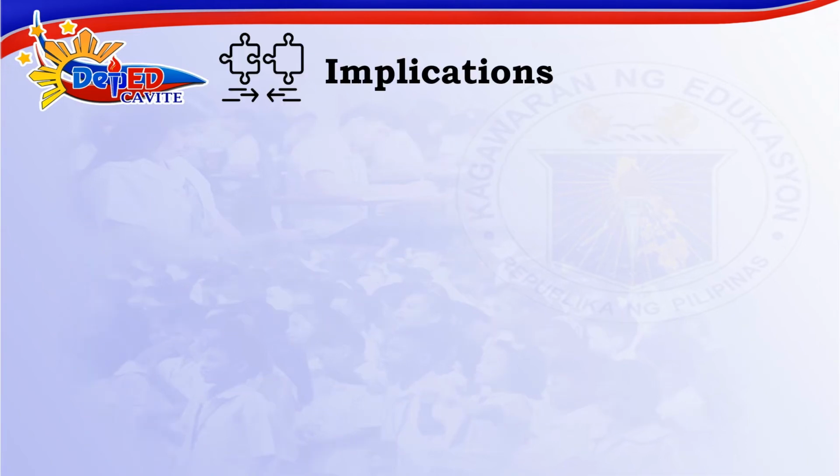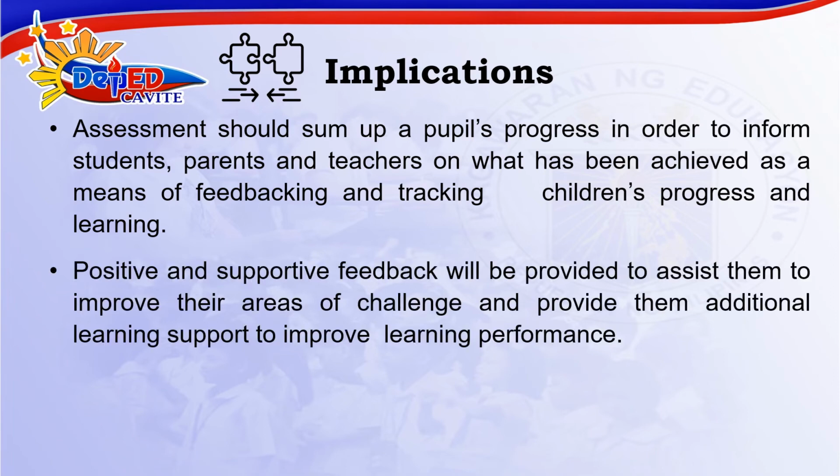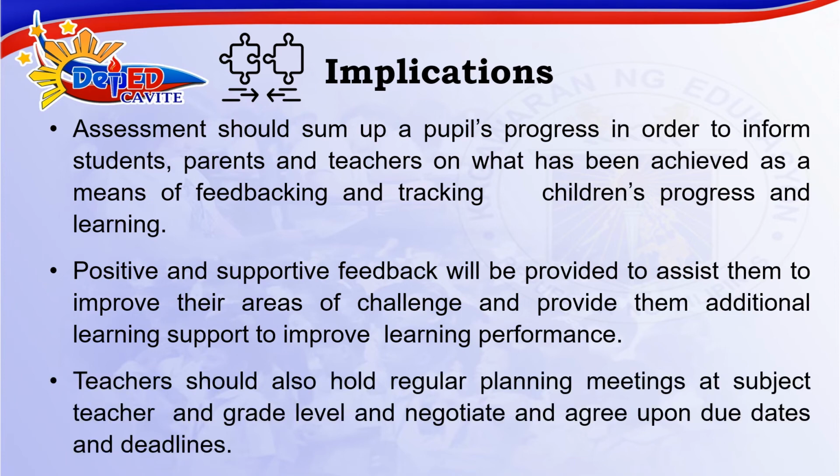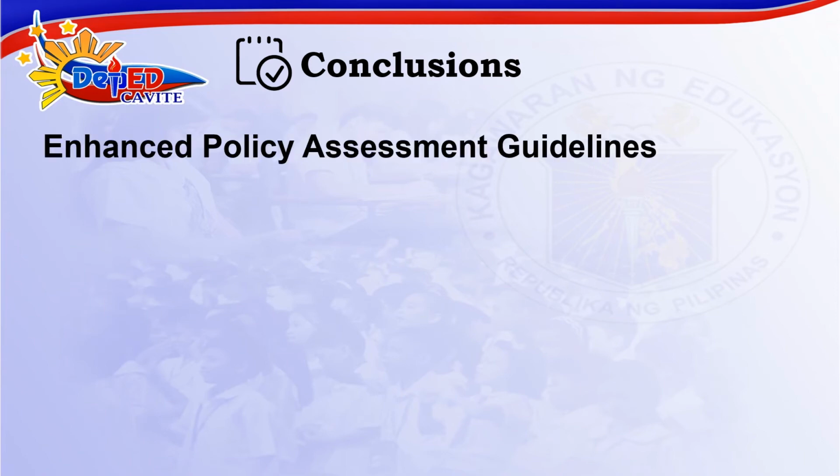As for the implications of this research, assessment should sum up a pupil's progress in order to inform students, parents, and teachers on what has been achieved as a means of feedbacking and tracking children's progress and learning. Positive and supported feedback will be provided to assist them to improve their areas of challenge and provide them with additional learning support to improve learning performance. And teachers should also hold regular planning meetings at subject teacher and grade level and negotiate and agree upon due dates and deadlines.